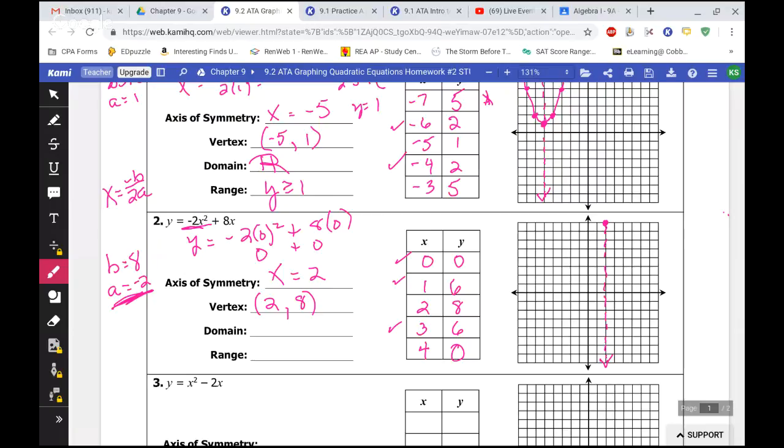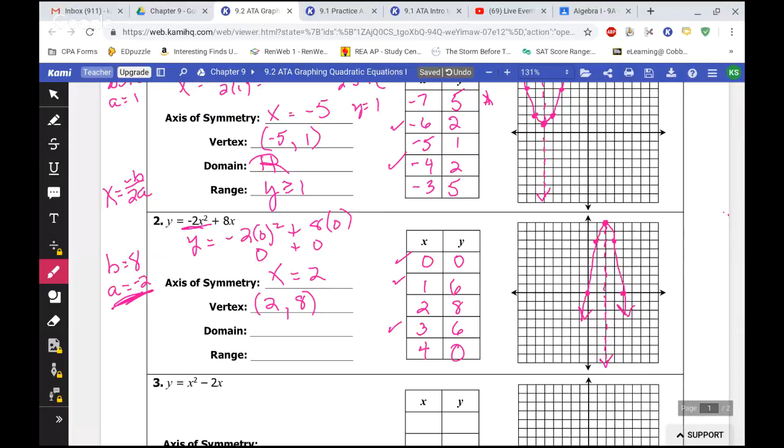All right, so we're going to go over 1 and up 1, 2, 3, 4, 5, 6. We're going to go over 3 and up 6. We're going to go over 0 and up 0, so that's the origin. And then we're going to go over 4 and up 0. And so based on all of that, we do in fact have a frowny face parabola. And you can see the symmetry.